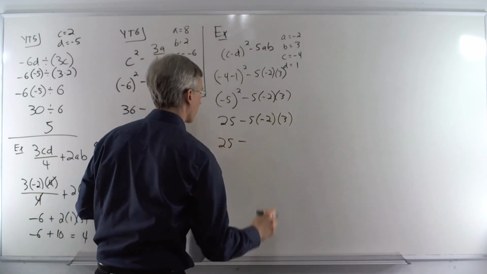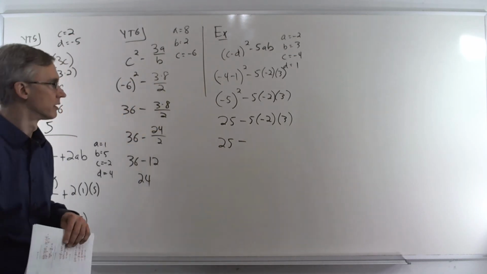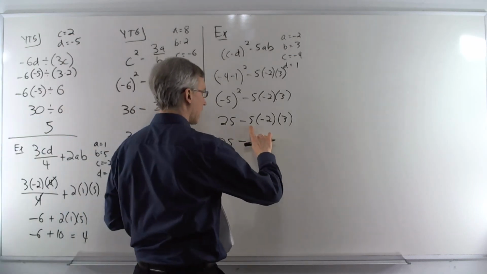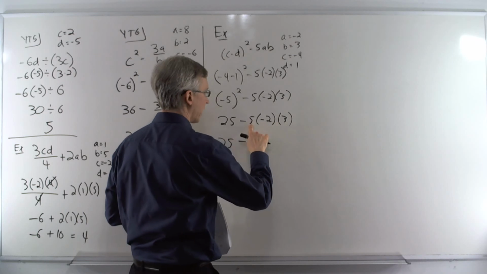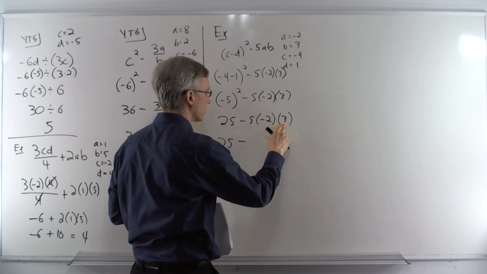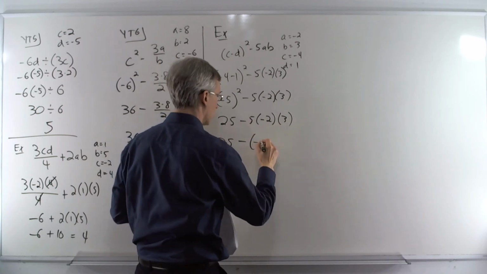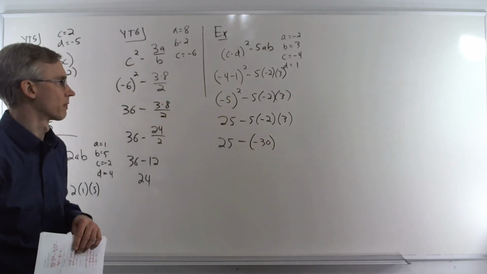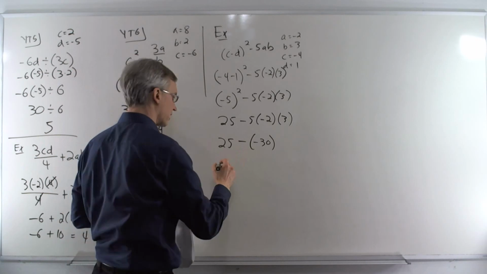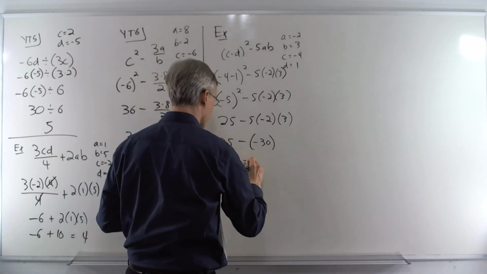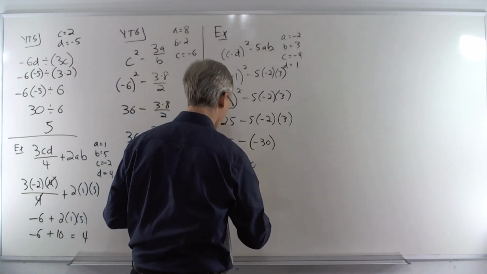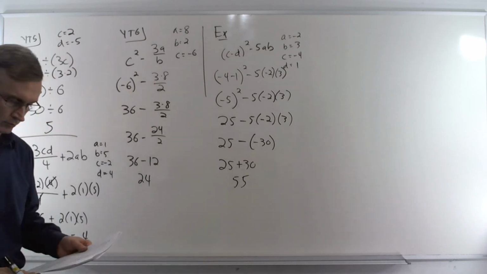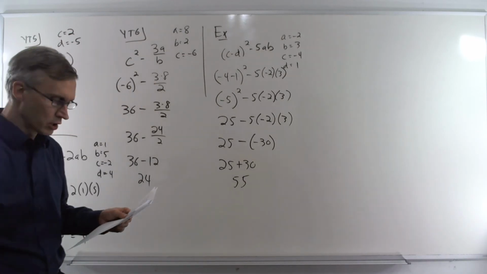Now we're going to leave the subtraction for last. Before we do that, we're going to multiply all these out. 5 times negative 2 times 3, that's negative 30. Now subtracting a negative is like adding, so 25 plus 30. Add them together and we get 55. Your turn, number 7.